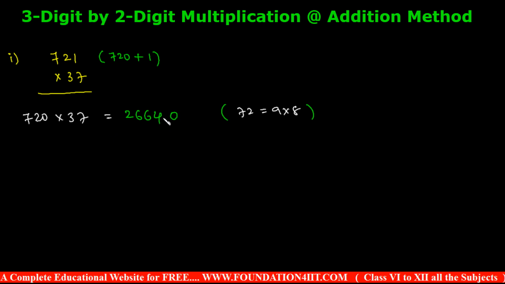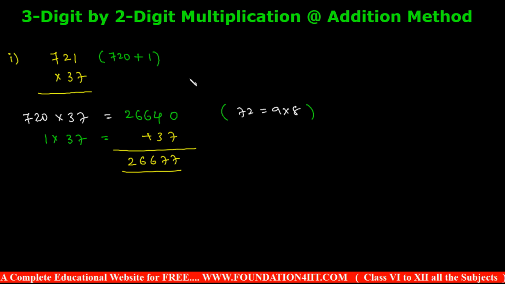That you have already learned. Now next, after splitting, 1 into 37, and this is 37. You can just attach and add, so 26,677 is 721 into 37. All this can be calculated internally, you need not write on the paper. So just by calculating internally we can do it in this way.